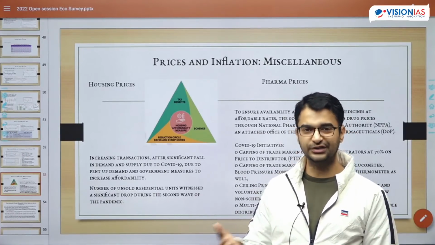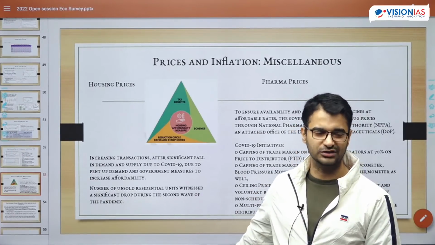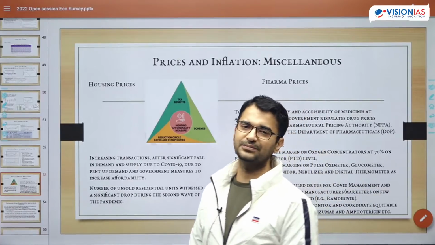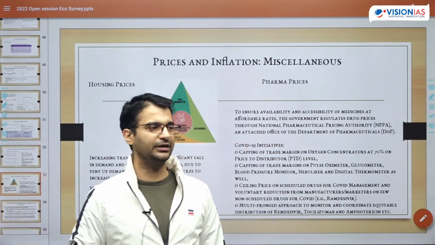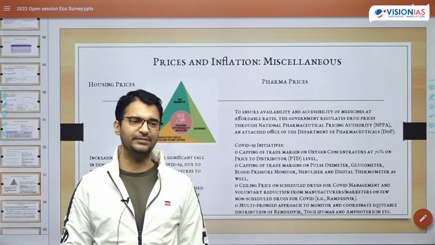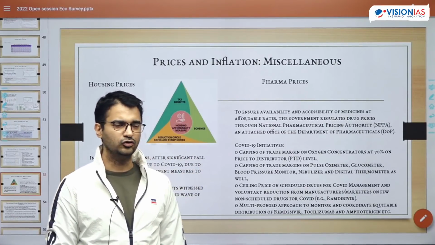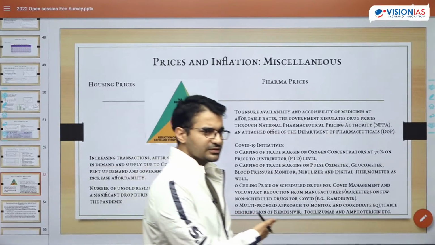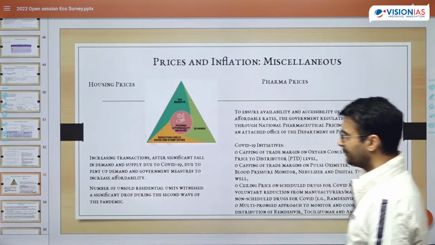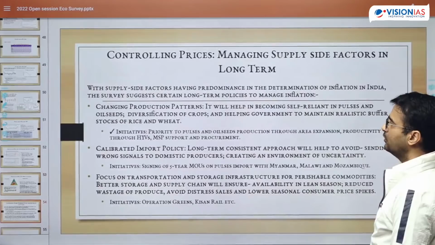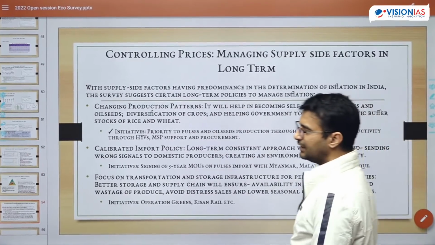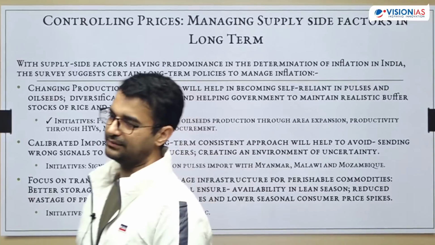scheduled drugs, non-scheduled drugs such as remdesivir and tocilizumab, etc. So all these steps they have mentioned in the Economic Survey, what steps were taken with respect to control of prices by the government last year. So you can have a look at these items from your Economic Survey, what steps were taken. Finally, the Economic Survey also suggests some measures that can be taken in the long term to augment supply.